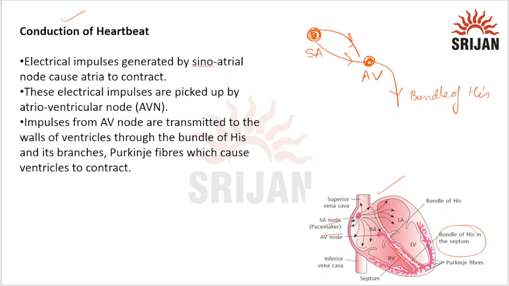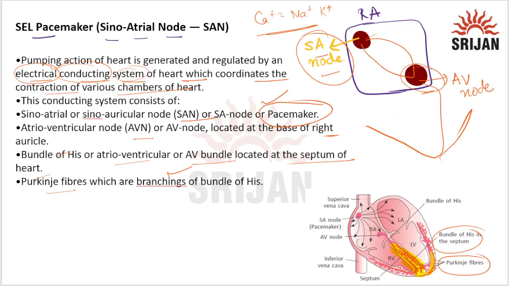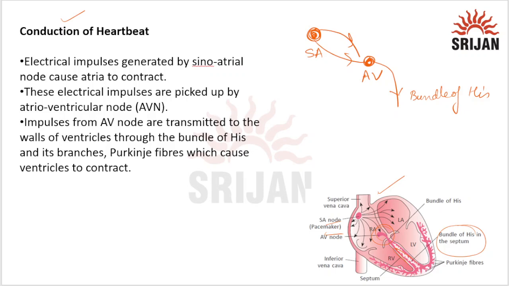Also, this is the SA node, this is the AV node. This bundle of His is also known by other names we have read, that is the AV bundle, atrioventricular bundle, right? Now, this bundle of His has branching fibers. These branching fibers are known by the name of Purkinje fibers. These Purkinje fibers, as you can see, are located in the heart walls of the left ventricle and right ventricle. So, this is basically the conduction system.